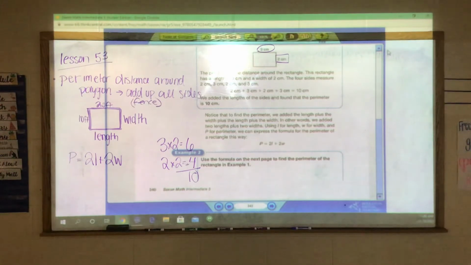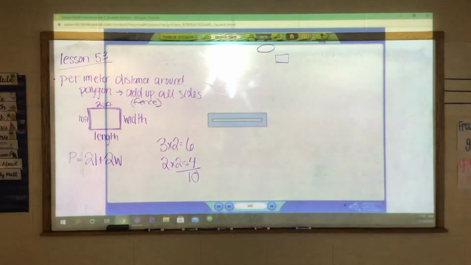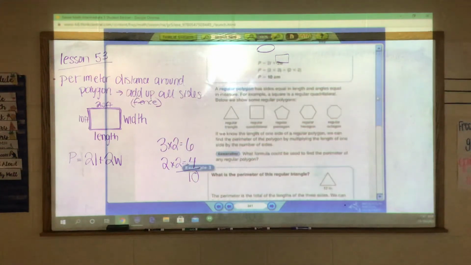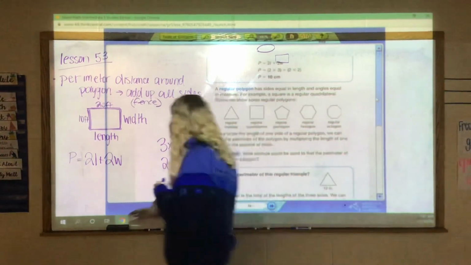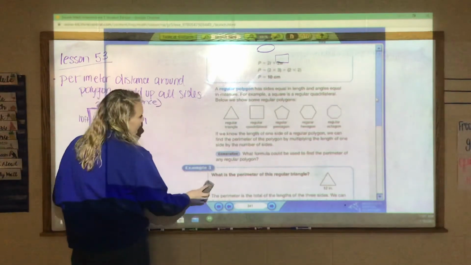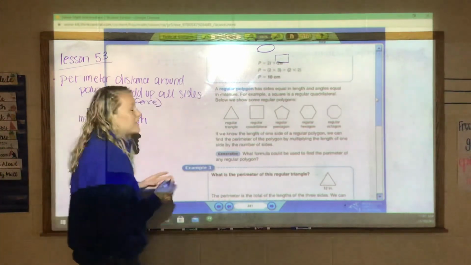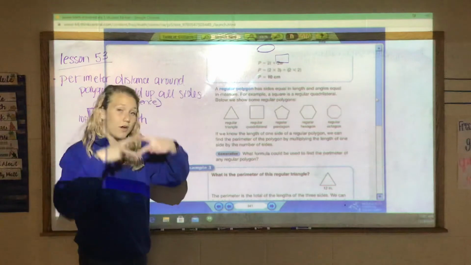So you can use this formula right here. Hopefully you can see my mouse going crazy. If you are using a rectangle, okay, or regular polygons. Okay, regular polygons are your equilateral where they're equal. So a regular polygon for a triangle is an equilateral triangle where all the sides are equal.